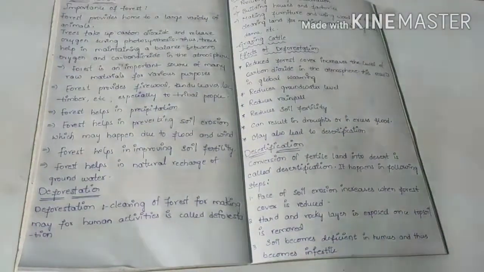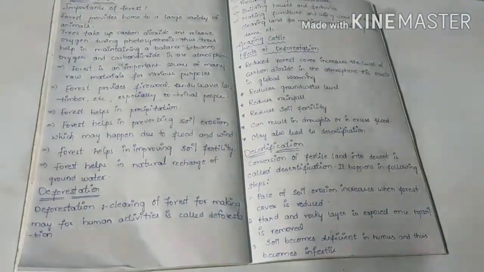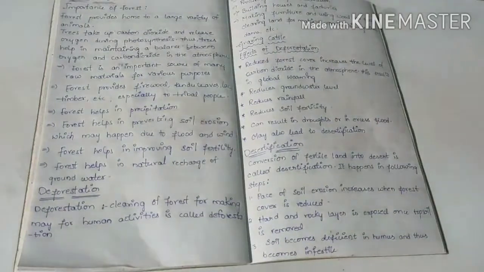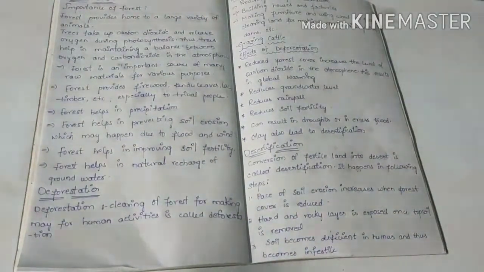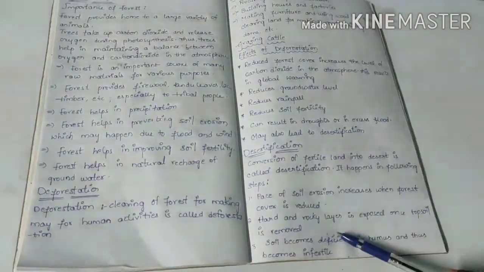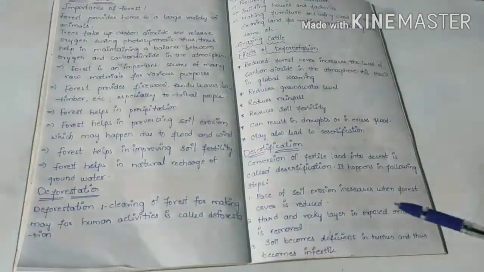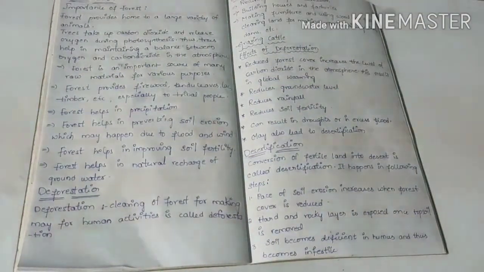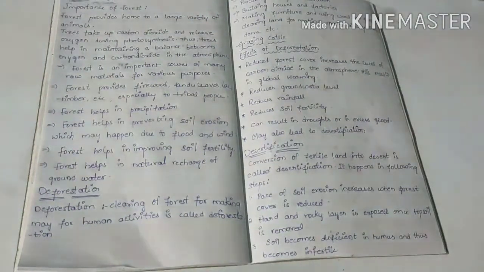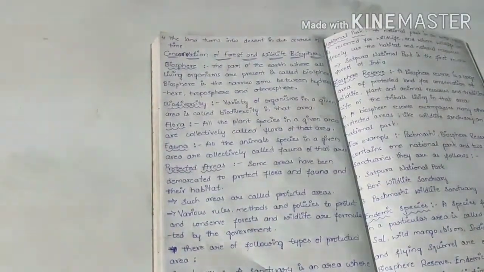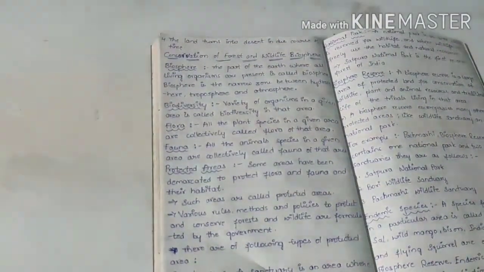Soil erosion will happen. When soil erosion is there, the upper fertile soil will be removed, and the downside rocky layers will be exposed. So the hardened rocky layer is exposed and the top soil is removed. Soil becomes deficient in humus and thus becomes infertile. That means the upside fertile layer is removed and the downside rocks remain. Can plants grow on rocks? No, they cannot. So it leads to desert. So land turns into desert in due course of time.